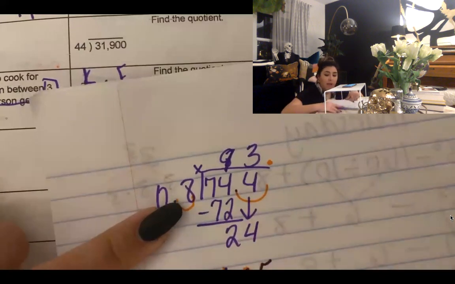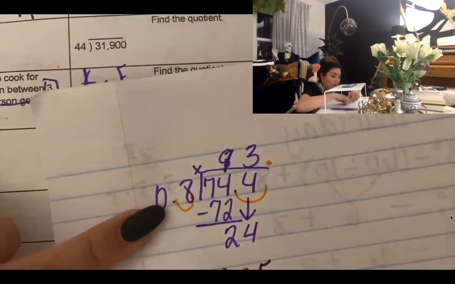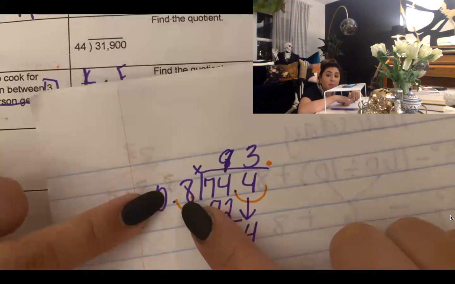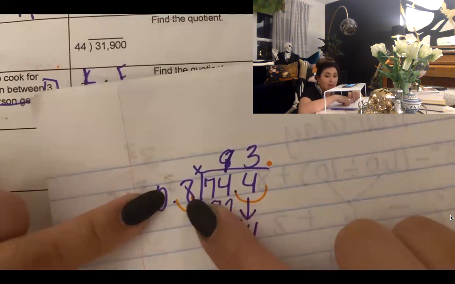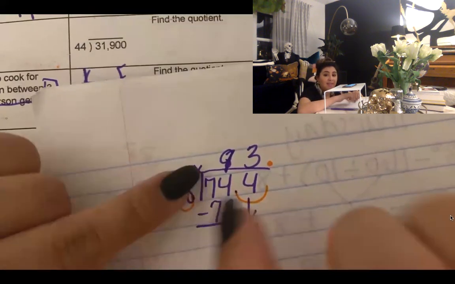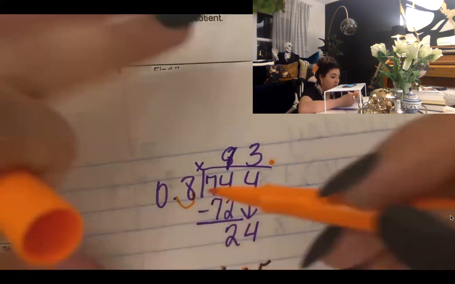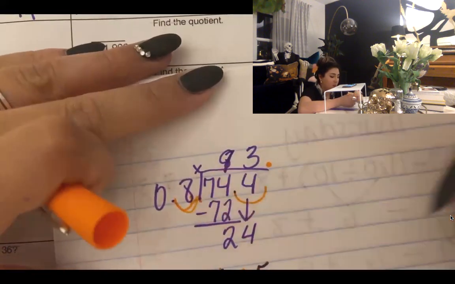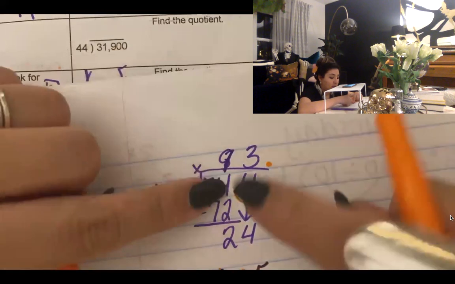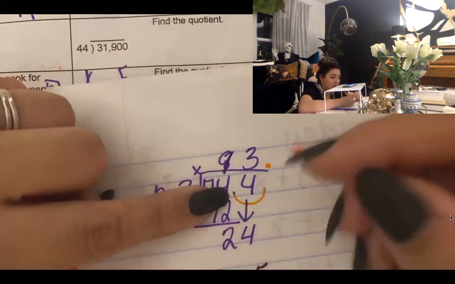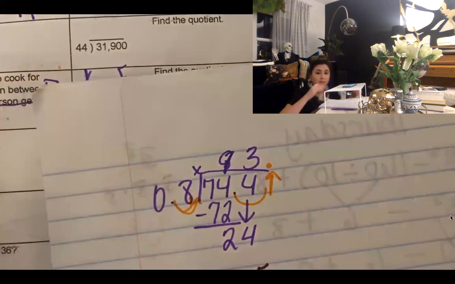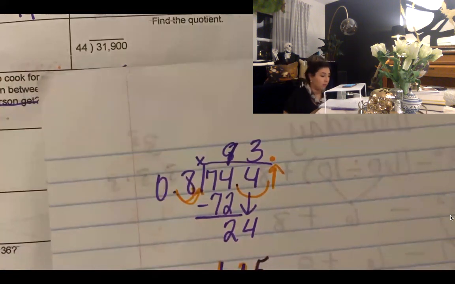And remember, however many times you have a decimal on the outside of the box, you need to move it to make it a whole number. So in this case, we just need to move it 1 time to make this one a whole number. And then we need to move this decimal 1 time on this side. It has to match. And then you just divide like you normally would.